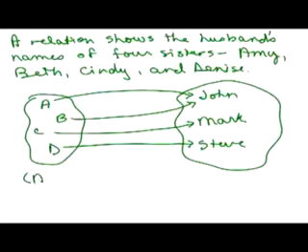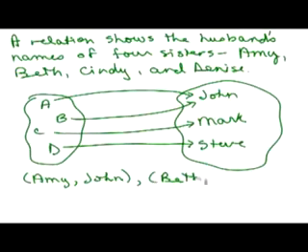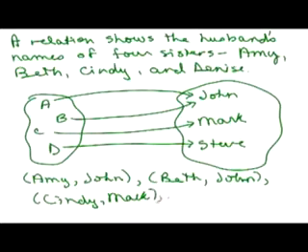Now you could also write them as ordered pairs: Amy, John; Beth, John; Cindy, Mark; and Denise, Steve. You could write them as ordered pairs, it's just that they don't have any numbers in them.